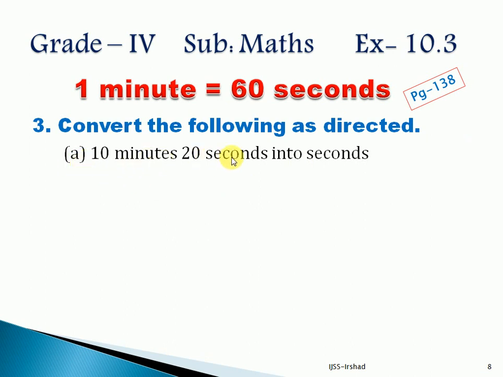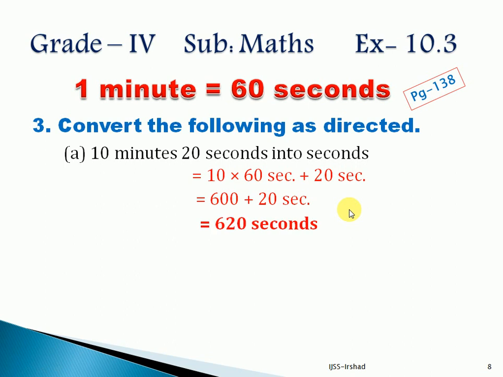10 minutes 20 seconds into seconds, means we have to convert this 10 minutes 20 seconds into seconds. Before doing this, keep in your mind 1 minute is equal to 60 seconds. In 1 minute, how many seconds are there? 60 seconds. So in 10 minutes, how many seconds will be there? This 10 will be multiplied by 60. It will become seconds, and it is already seconds 20. So you can just add it there. So how much will it be? 10 into 6, 60. You will get 600. 600 plus 20 seconds, that is 620 seconds.